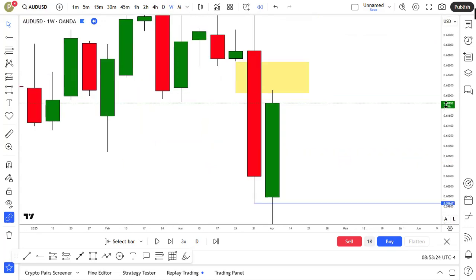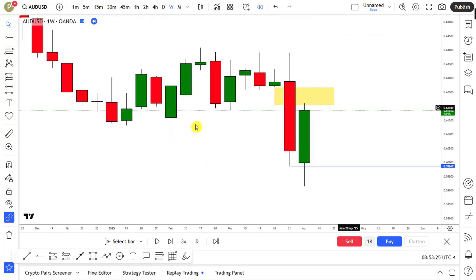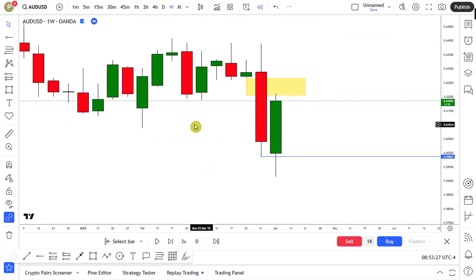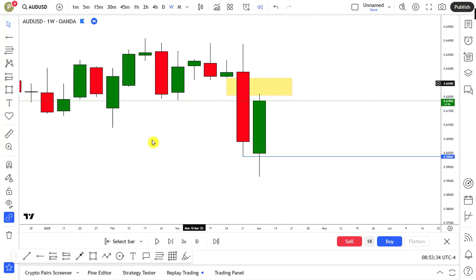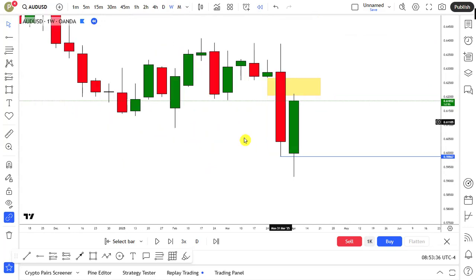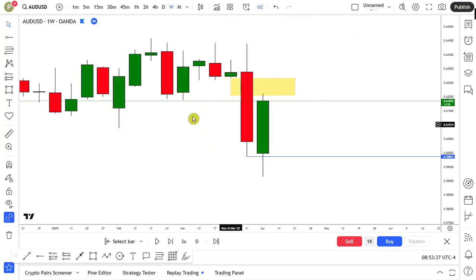Expectations for price to go higher, not lower like what we saw on the 4-hour time frame. So you need to respect the higher time frame. Don't just focus on trading on the 4-hour time frame. Don't depend on the 4-hour time frame only. Focus on the weekly and the daily, and then go and find your key level on the 4-hour time frame.